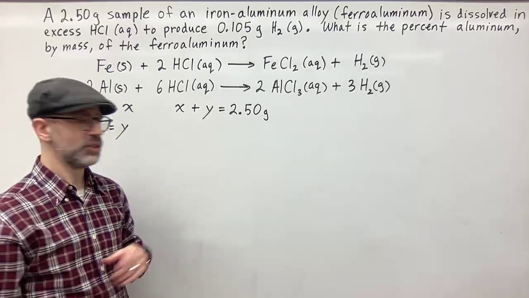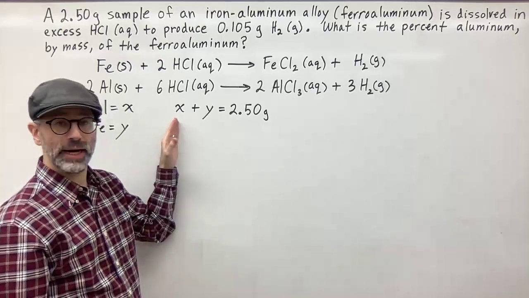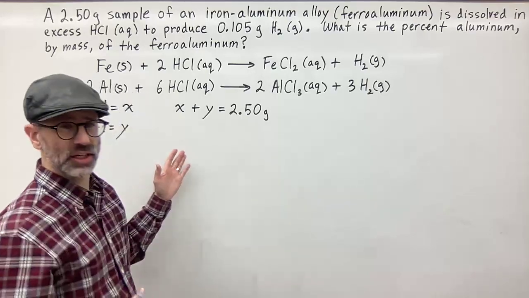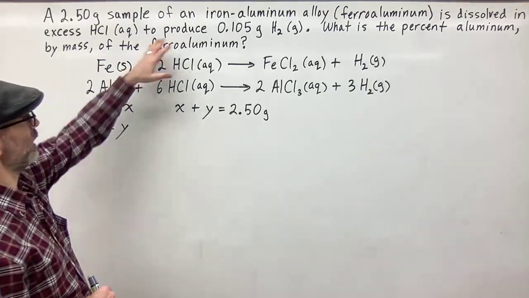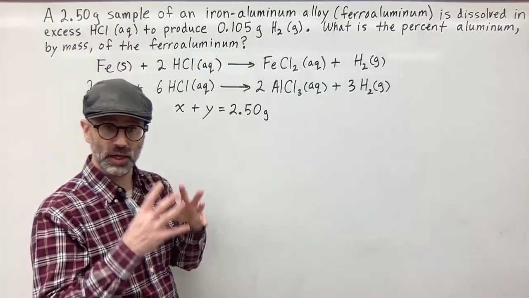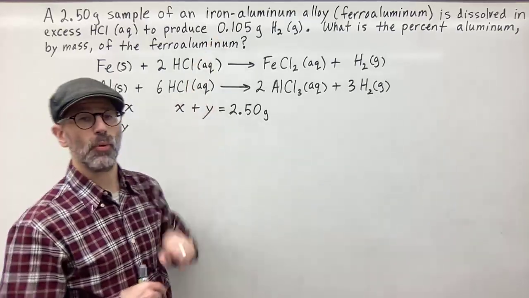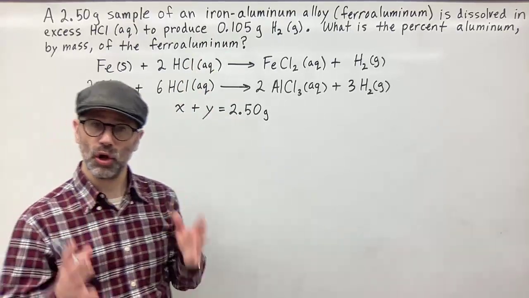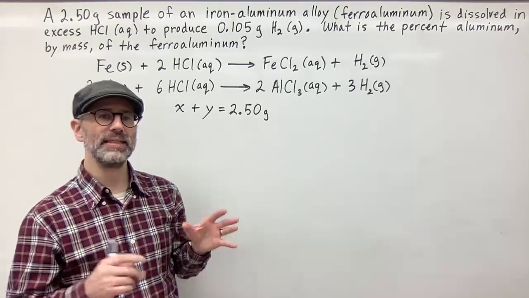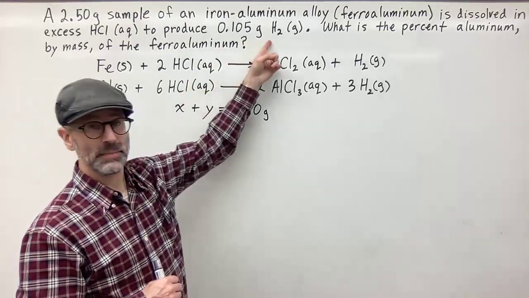Okay, so that is our one equation, right? But we need another equation because look, we have two unknowns. In order to solve a problem that has two unknowns, you need two equations. So where's our other equation going to come from? Well, that's going to be related to our other piece of information we're given. We're told that the ferroaluminum reacts with enough HCl to produce 0.105 grams total of hydrogen gas. Well, what does that mean? It means that the iron and the aluminum together produced this amount of gas.